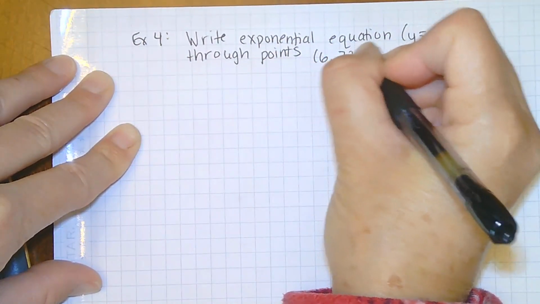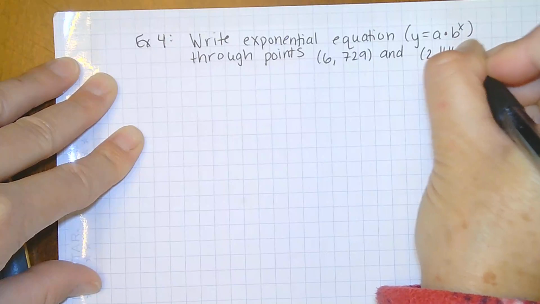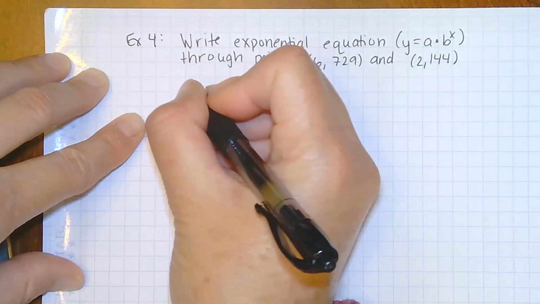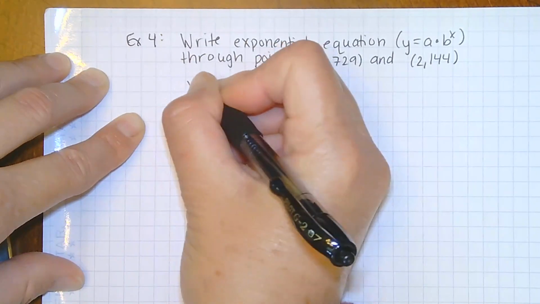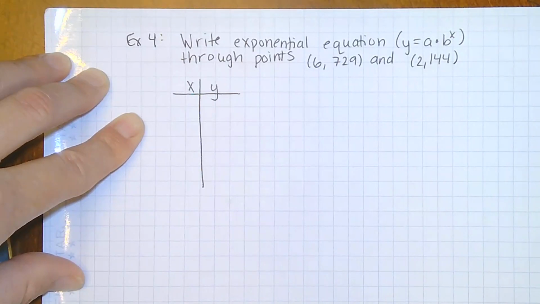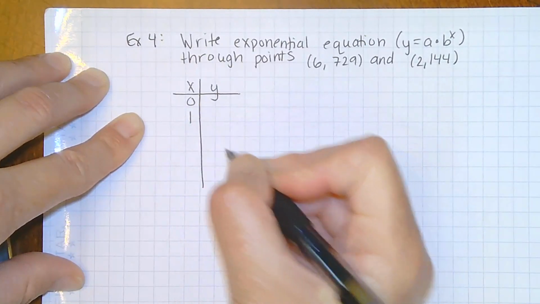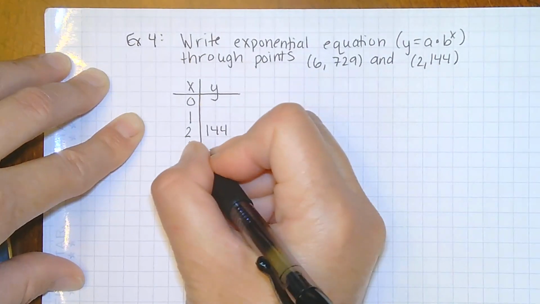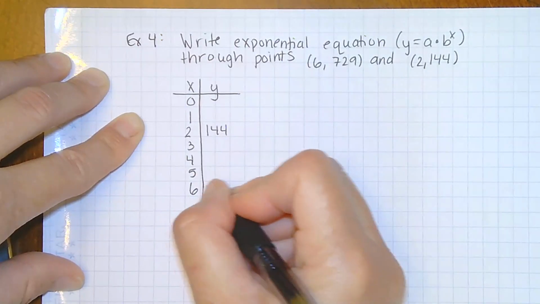(6, 729) and (2, 144). Okay, so again, I know it's going to be of the form y equals a times b to the power x. I'm going to make a table. I'm going to start at 0, even though I don't know my 0, and I'm going to go in number order. So I don't know 0 or 1. 2 I know is 144. 3, 4, 5, and then 6 I know is 729.